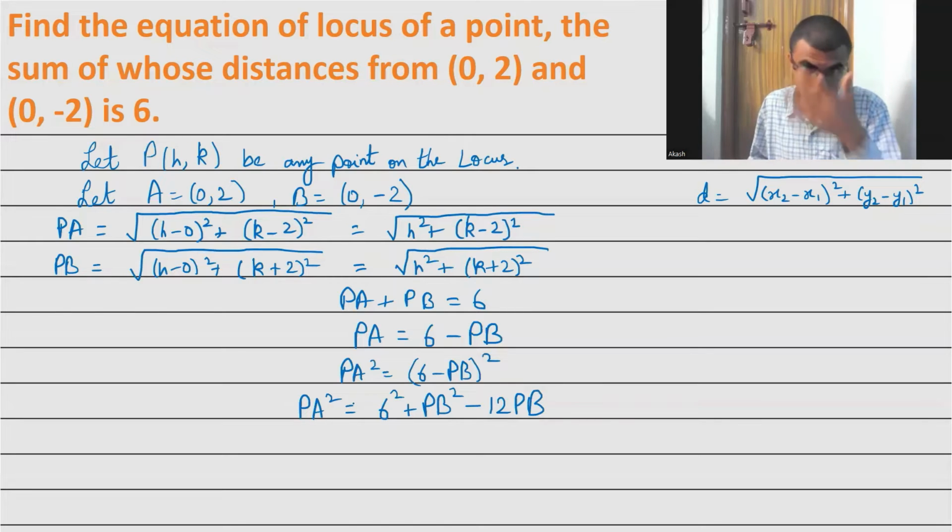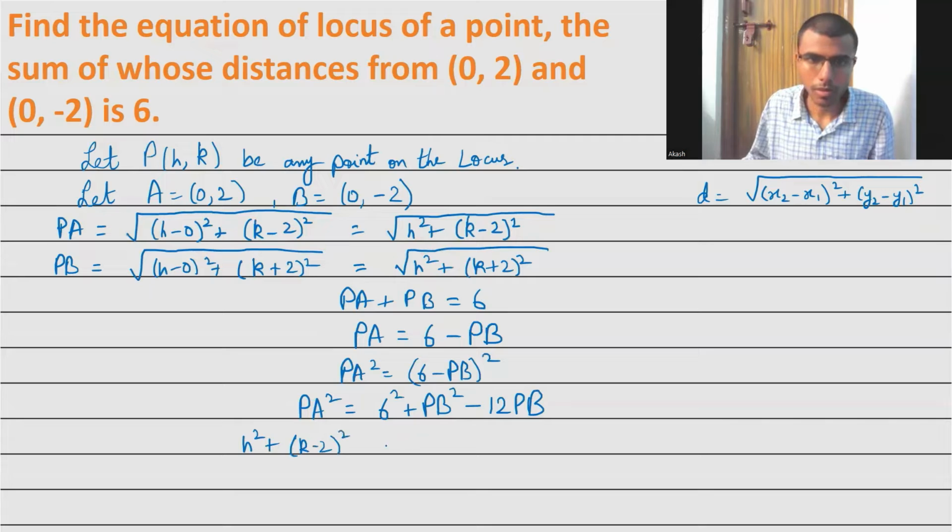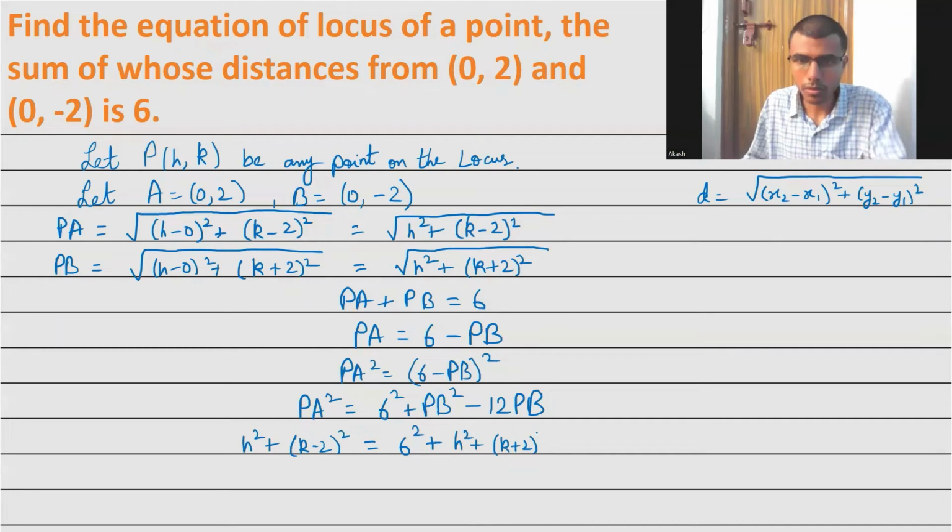Now, PA square would be this term without the under root. So this would be nothing but h square plus k minus 2 whole square is equal to 6 square plus PB square, which is h square plus k plus 2 whole square. Likewise, that only, this term without the under root, that's it. Minus 12 PB. Keep this PB as it is.